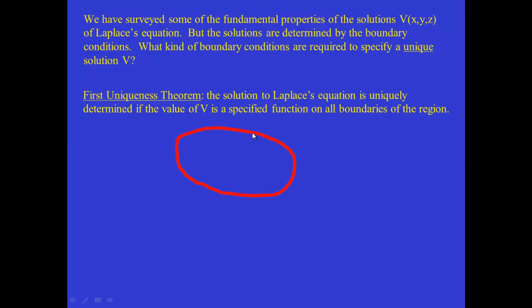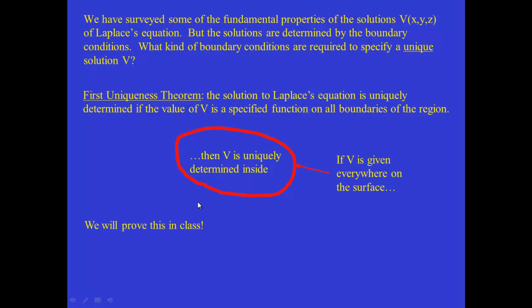For example, if we just use a little bit of diagram here, imagine a region of space, a three-dimensional volume, demarcated by this red surface, and if v is given everywhere on that surface, if we know what it is, then v inside is uniquely determined. That means there's one and only one v that satisfies Laplace's equation. So we will prove this in class.